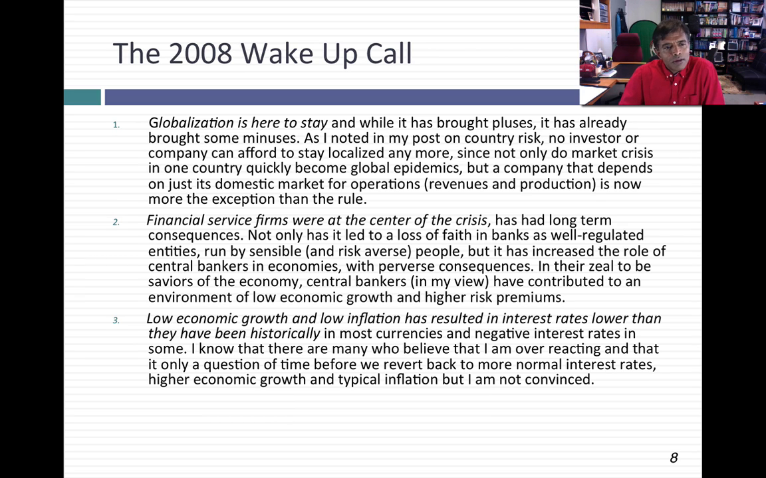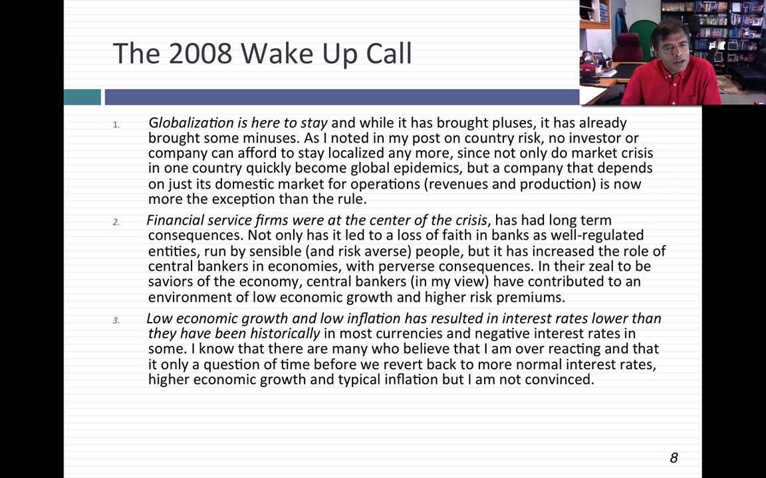I think 2008 should have been a wake-up call. It at least was for me. And it was a wake-up call on three levels. First, it told me that globalization was not just a word, it was here to stay. Investors were globalized, companies were globalized. In fact, companies that get all their revenues from just the domestic market have become the exception rather than the rule. So globalization is here to stay. We're all connected at the hip. Everybody's crisis is everybody else's crisis.